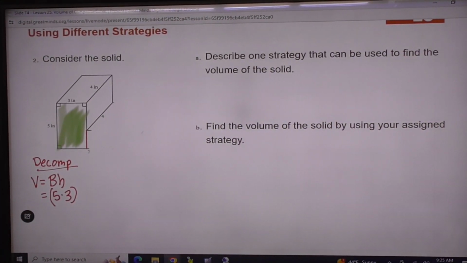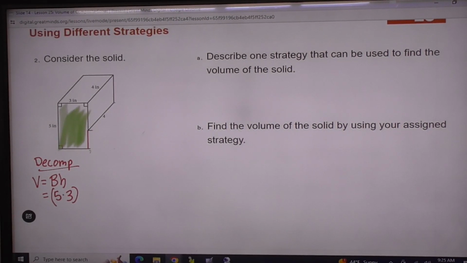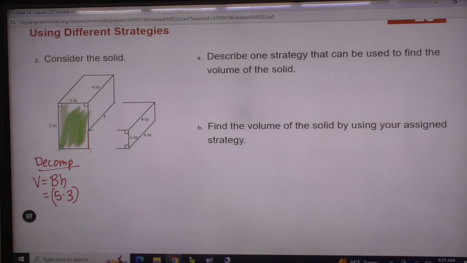All right, so again, we are using decomposition, and pretty much most groups decompose their shape. They cut it down right here so that we don't even have to worry about this prism for the moment. We're going to worry about this tall one, and we're trying to find the volume of that prism.